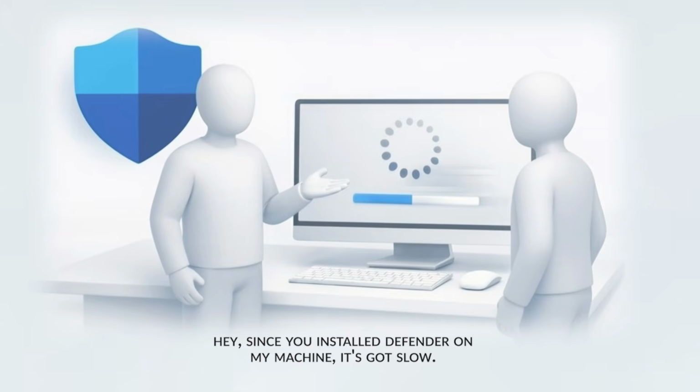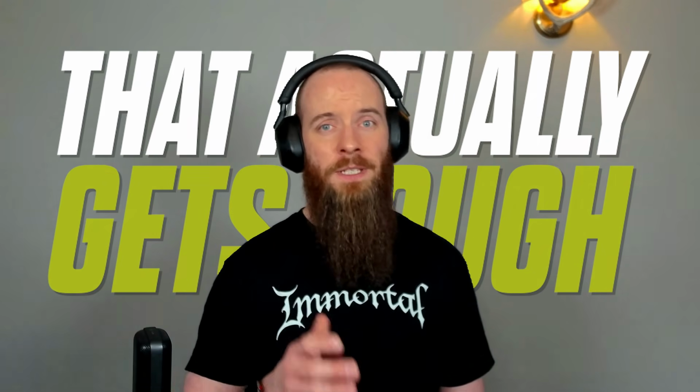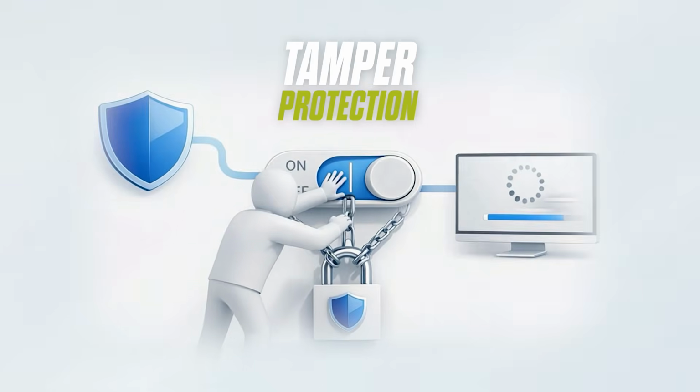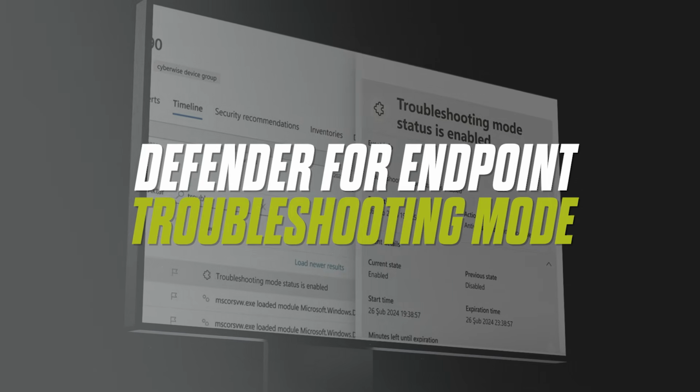There's always that trade-off where a user says, hey, since you installed Defender on my machine, it's got slow. And the question is, how do you prove or disprove that Defender is the cause of performance issues? That actually gets tough when Defender goes out of its way with things like tamper protection to stop us turning it off and then test things how it would be if it weren't there. And that's where Defender for Endpoint troubleshooting mode comes in.